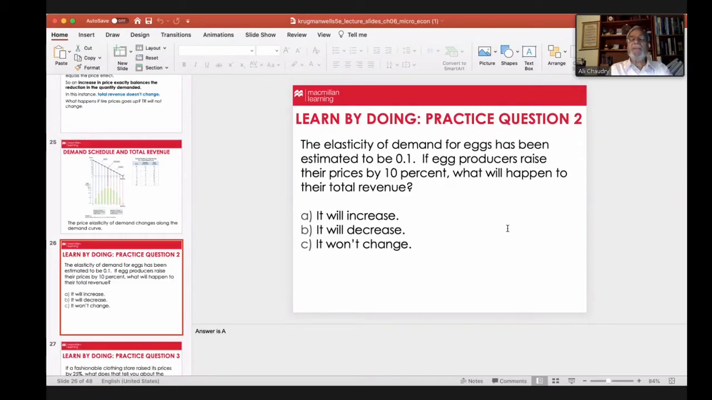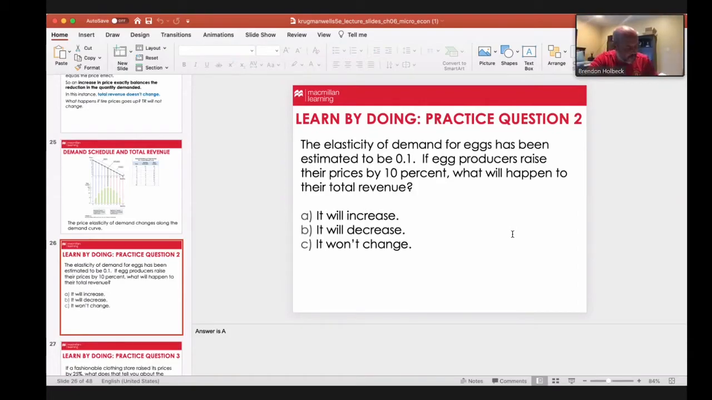Remember my example where you take a look at your formula? The formula says elasticity of demand equals percent change in quantity demanded divided by percent change in the price. Remember that ratio? Now, on the elasticity side, 0.1 is the elasticity. Everybody agree? All right.